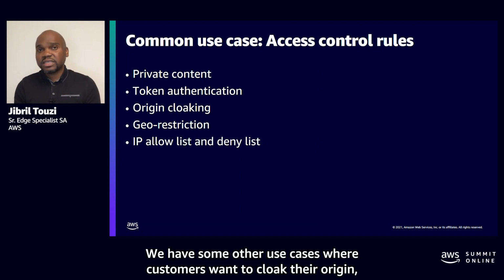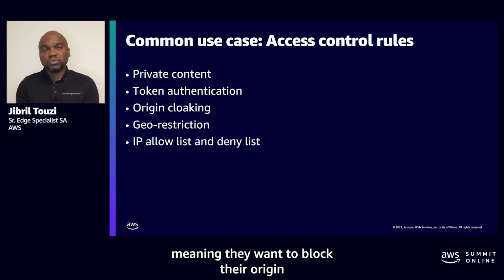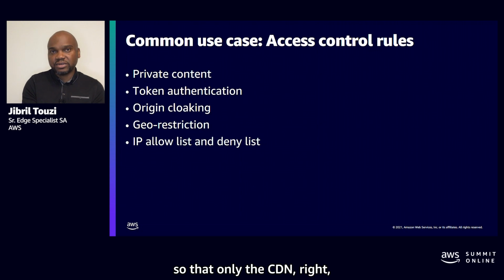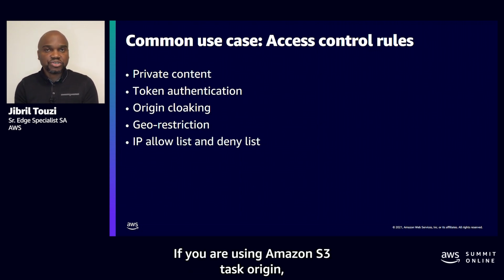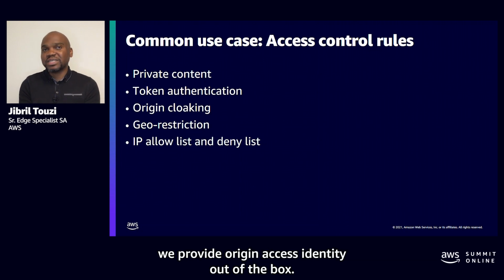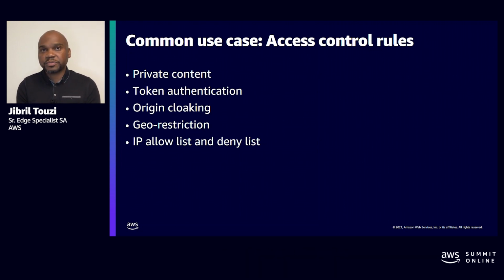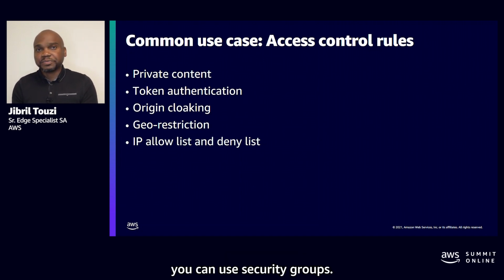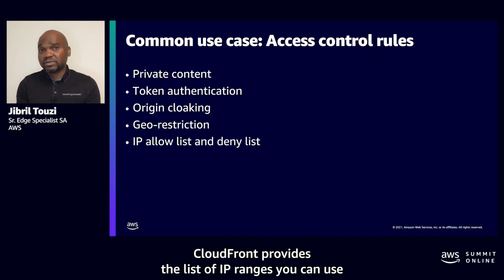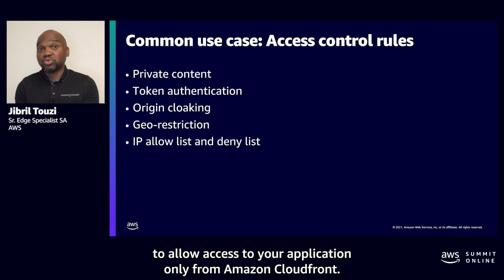We have some other use cases where customers want to lock their origin, meaning they want to make sure that only the CDN, right, only CloudFront can access that origin. If you are using Amazon S3 as origin, we provide origin access identity out of the box. If you use EC2 instances or an Application Load Balancer, you can use security groups. CloudFront provides the list of IP ranges you can use to allow access to your application only from Amazon CloudFront.